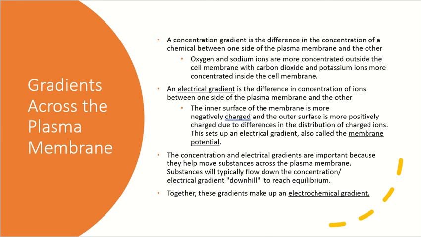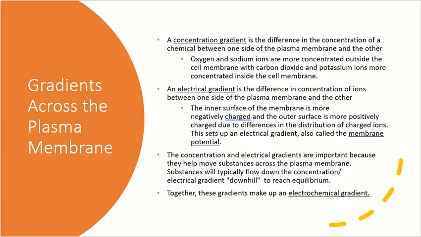So in order for some substances to move across the plasma membrane, they're going to take advantage of something called a concentration gradient. This is going to be the difference in the concentration of chemicals between one side of the plasma membrane and the other. Oxygen and sodium ions are going to be more concentrated outside the cell membrane, and then carbon dioxide and potassium ions are going to be more concentrated inside the cell membrane. So these are setting up a concentration gradient.